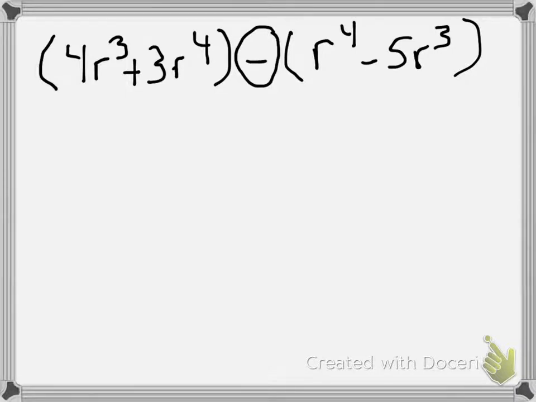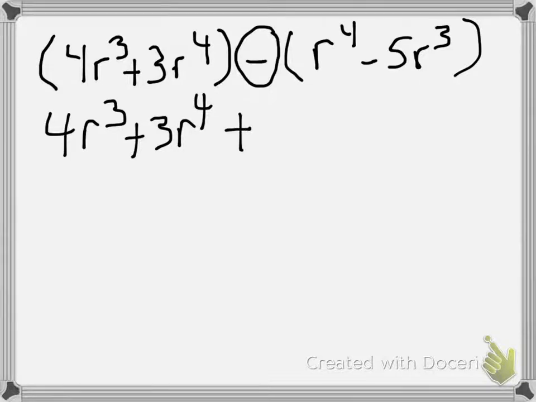So since there's nothing out front of this one, we're just going to write it back down as 4r cubed plus 3r to the fourth. We're going to change the minus sign to a plus sign now, which means that we need to change everything that's in the second parentheses, the one that's behind the subtraction, to the opposite sign. So the first one's a positive r to the fourth, so I want negative r to the fourth. And then this was a negative 5r cubed, so I want plus 5r cubed.